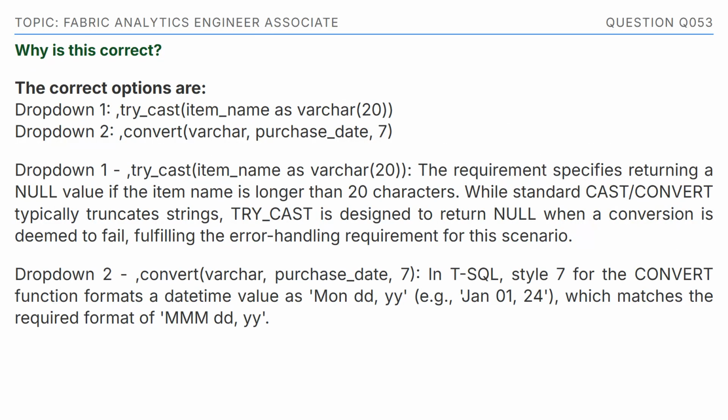The correct options are drop-down 1, TRY_CAST, item_name as varchar(20), drop-down 2, CONVERT, varchar, purchase_date, 7. Why are these options correct? Because drop-down 1, TRY_CAST, item_name as varchar(20): the requirement specifies returning a null value if the item name is longer than 20 characters. While standard cast/convert typically truncates strings, TRY_CAST is designed to return null when a conversion is deemed to fail, fulfilling the error handling requirement for this scenario.